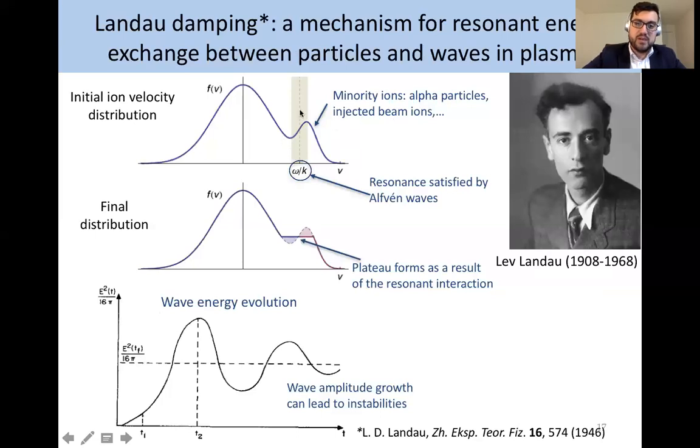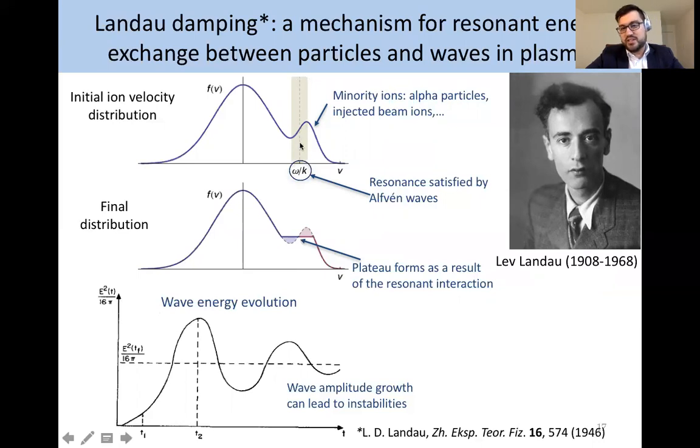That generates this bump on the tail of the distribution function. And it so happens that the Alfvén waves have a frequency and a wave number that allows them to live in this sub-region of velocity space here. What that leads to is that the Alfvén waves satisfy a resonance at a region where the distribution function has a positive gradient, and that, as shown by Landau, leads to a transfer of energy from particles to the wave.